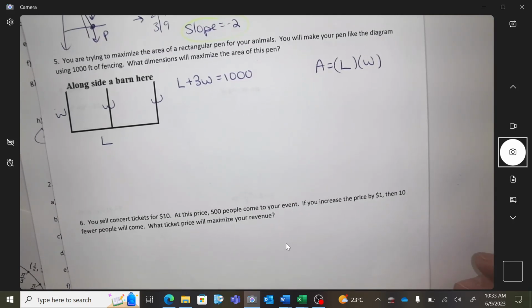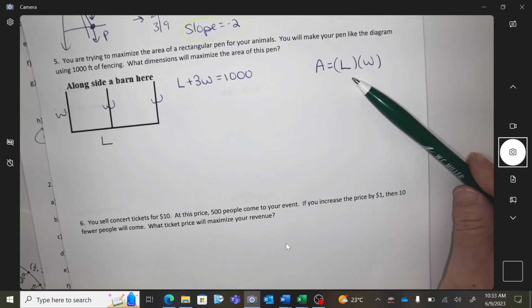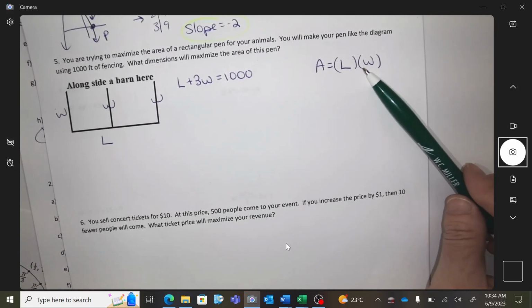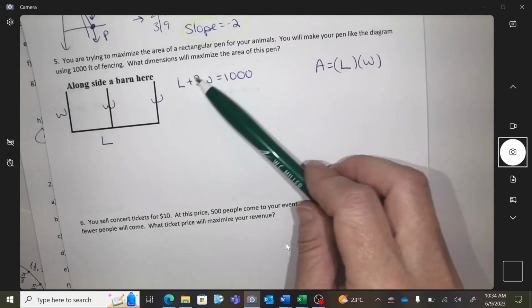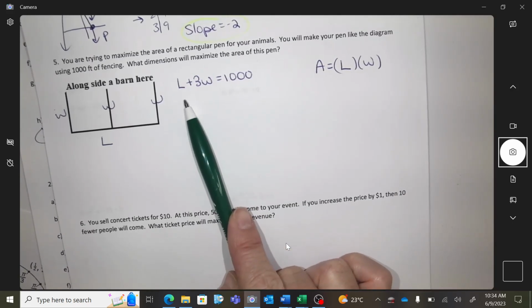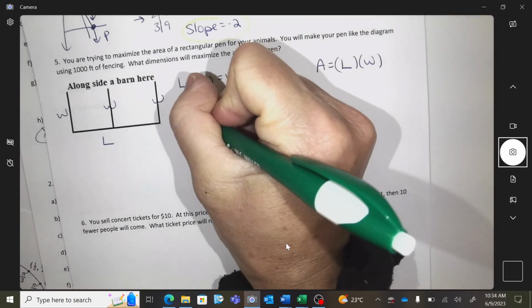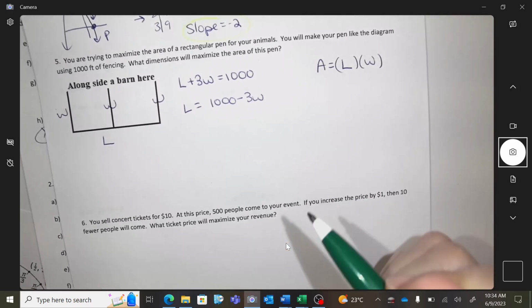Now, do we remember the strategy for this piece? Okay, this is the equation that I want to be, but I can't do any work because I have too many variables. I can't work with L's and W's. So what did we always do? We use the info from here to make a substitution. Which letter is easier to get alone, the L or the W? L equals 1,000 minus 3W.